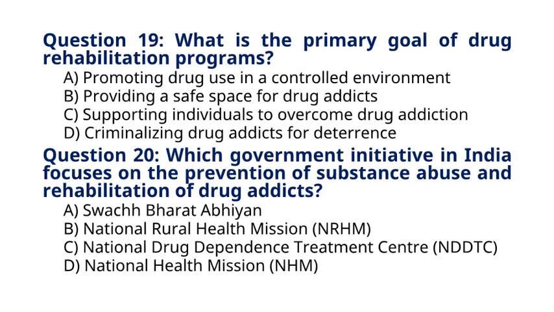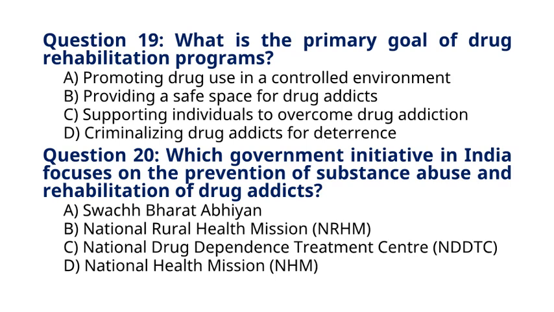Question 19. What is the primary goal of drug rehabilitation programs? A. Promoting drug use in a controlled environment. B. Providing a safe space for drug addicts. C. Supporting individuals to overcome drug addiction. D. Criminalizing drug addicts for deterrence. The correct answer to question 19 is option C. Supporting individuals to overcome drug addiction.